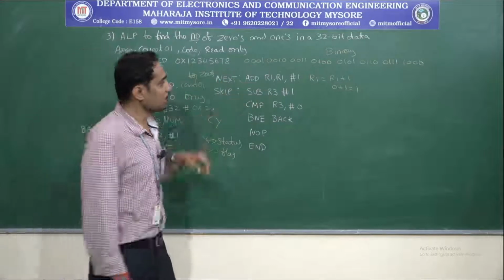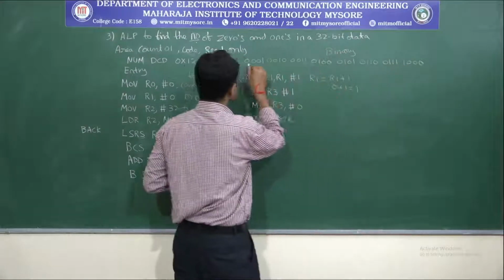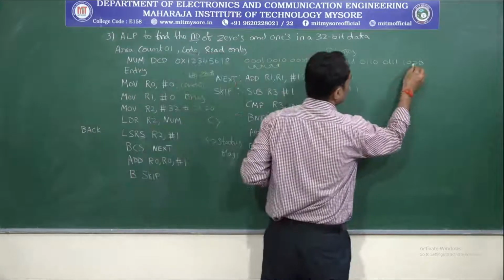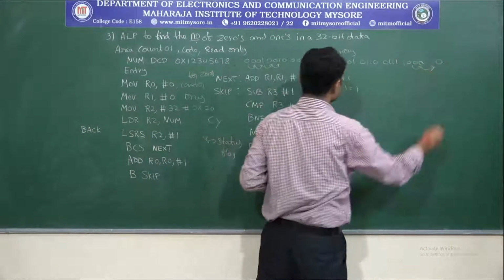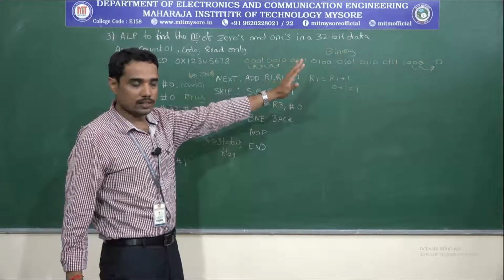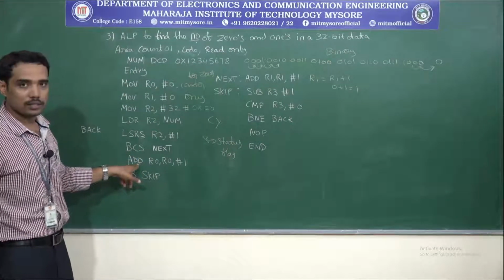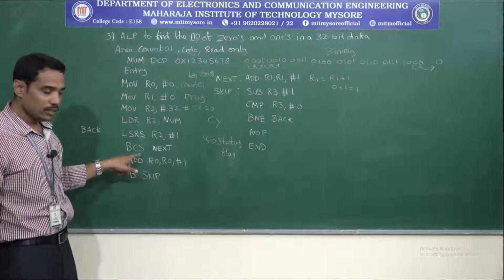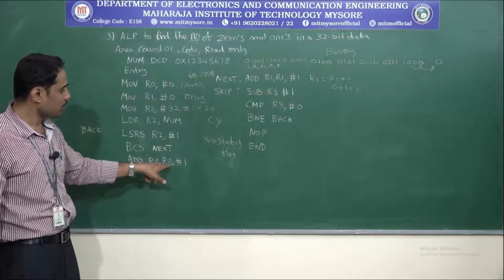But in this case, we are trying to shift towards right, and the bit moved out of the LSB is 0. So what is the status of the carry flag? The status of the carry flag is reset. So in that case, it is not going to next. It is continuing with the immediate instruction followed by BCS, that is ADD R0 comma hash 1.